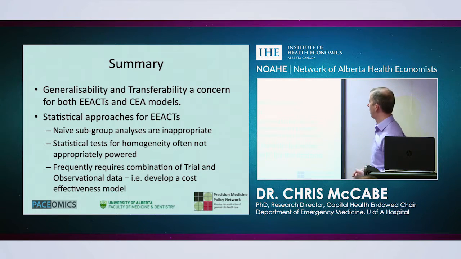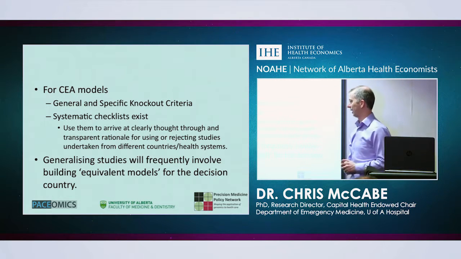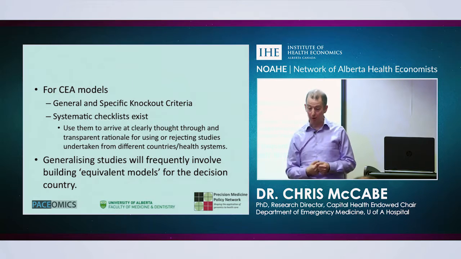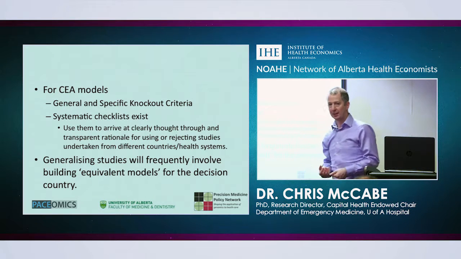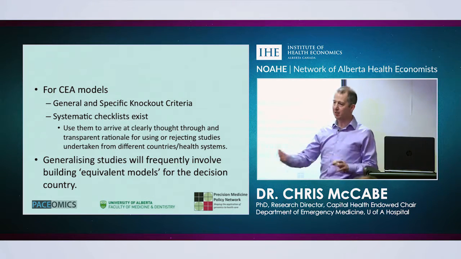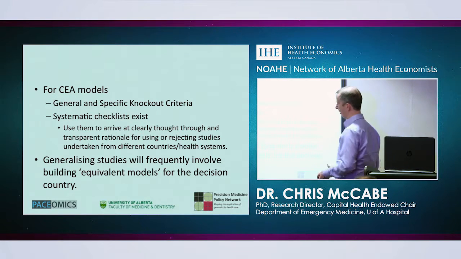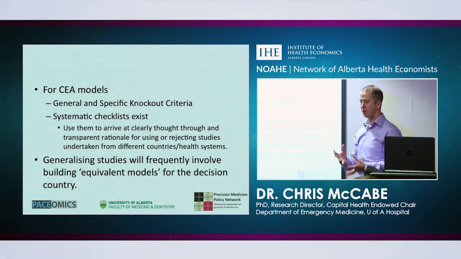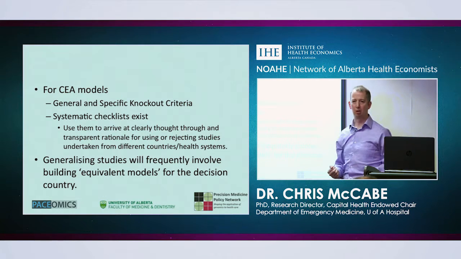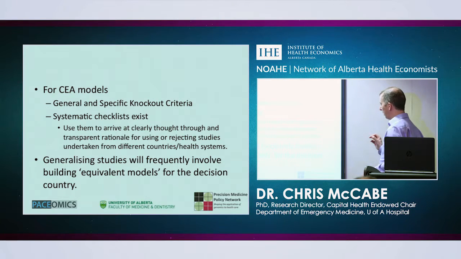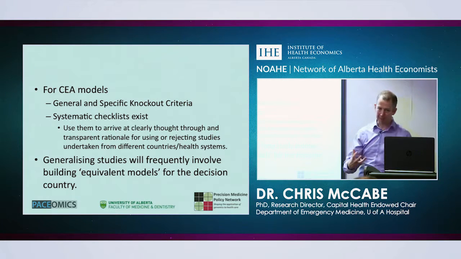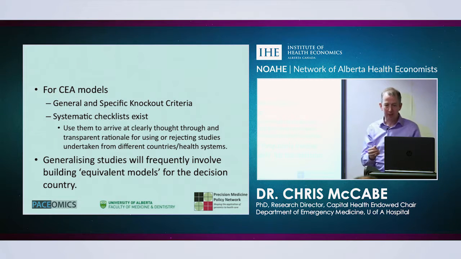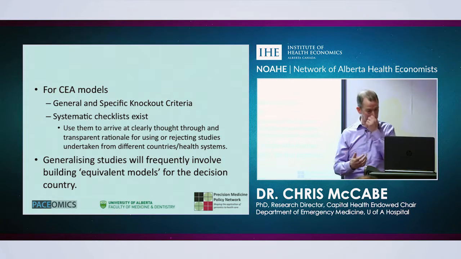For CEA models, we need to think about the general and the specific knockout criteria. The general ones are the obvious ones about, well, is it dealing with the technologies that we're interested in? And is it good enough quality? If the answer to any of those three questions is no, then you can instantly set the study aside. But that's not normally the case, because you haven't searched for those studies. You've searched for studies that look like they address the decision problem you're interested in. And for them, we want to be systematic. We want to use these systematic checklists to arrive at a clearly thought through and transparent rationale for using or rejecting the studies undertaken in different places.